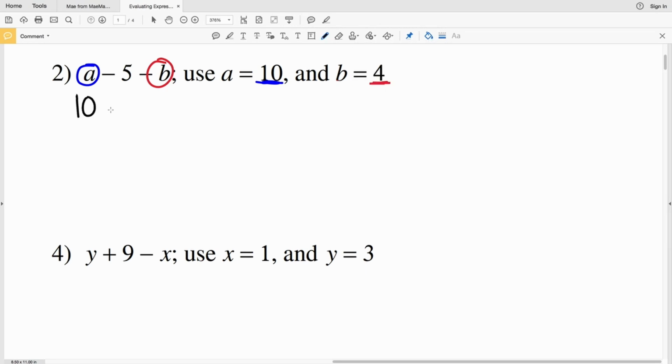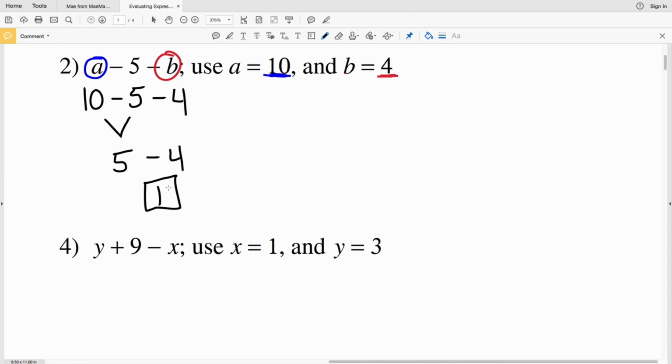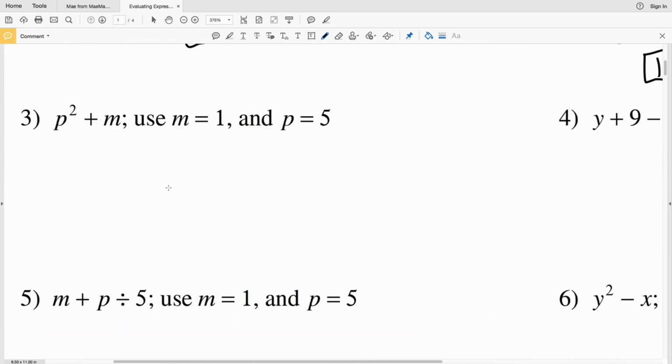So 10, because that's a, minus 5 minus b, which we know is 4. 10 minus 5 is 5. 5 minus 4 is 1. So the answer to number 2 is 1. And if you didn't notice, I like to box my answers to separate it from the work. So each of my answers are boxed.